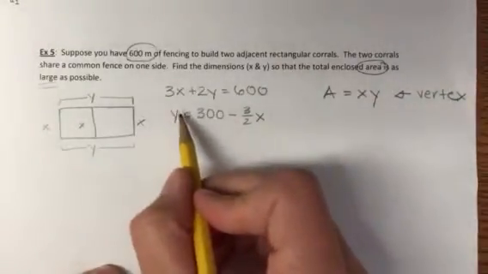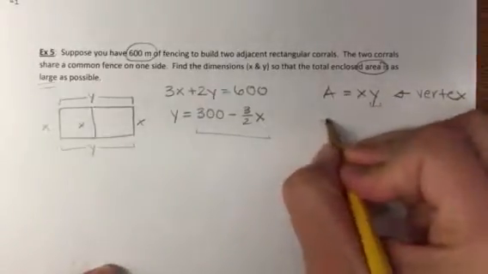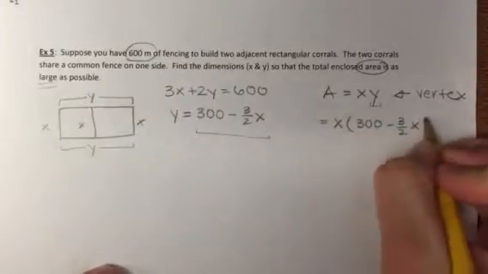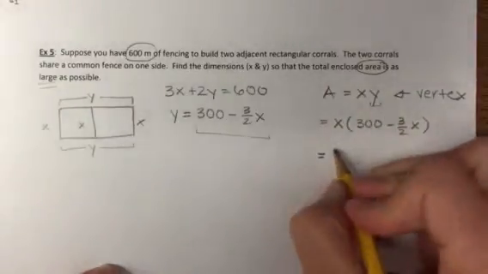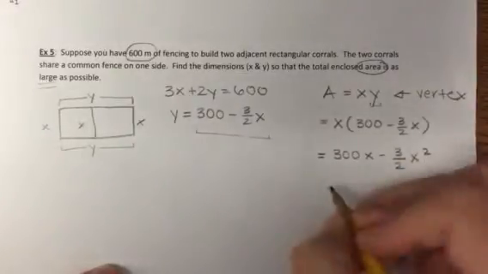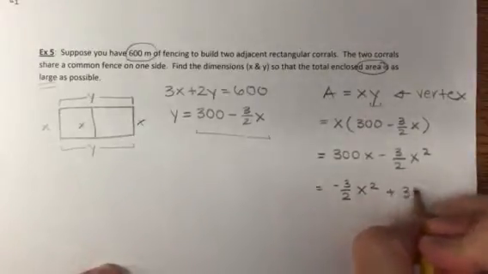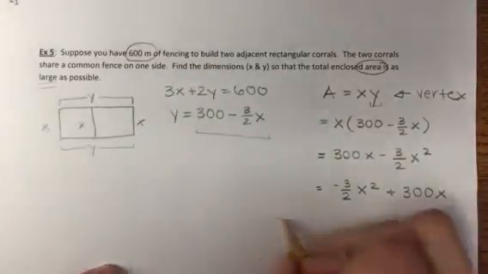Now I'm going to use this, and I'm going to plug this into my y right here. So I have my area is equal to x times 300 minus 3 halves x. And I'm going to distribute the x, rewrite this, so I have negative 3 halves x squared plus 300x. And I'm going to find the vertex of this. So go ahead and pause the video and find the vertex.